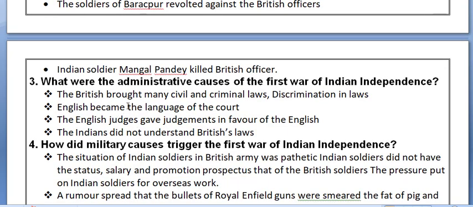Next question. What were the administrative causes of the First War of Indian Independence? The British brought many civil and criminal laws, with discrimination in laws. English became the language of the court. The English judges gave judgments in favor of the English. The Indians did not understand British law.